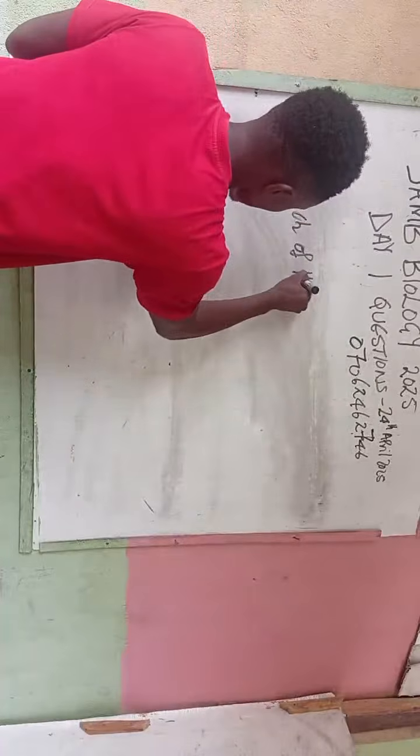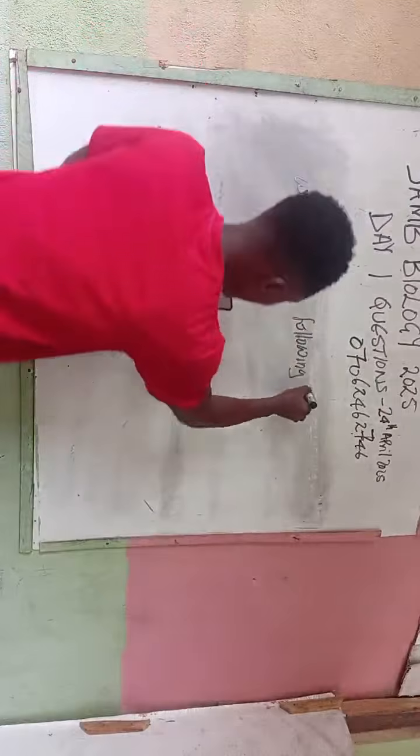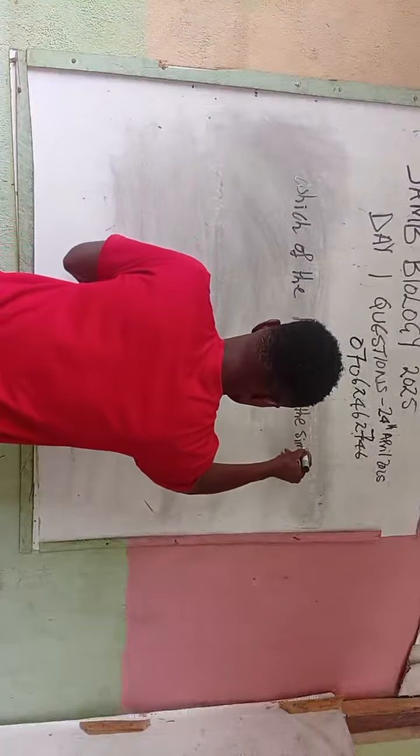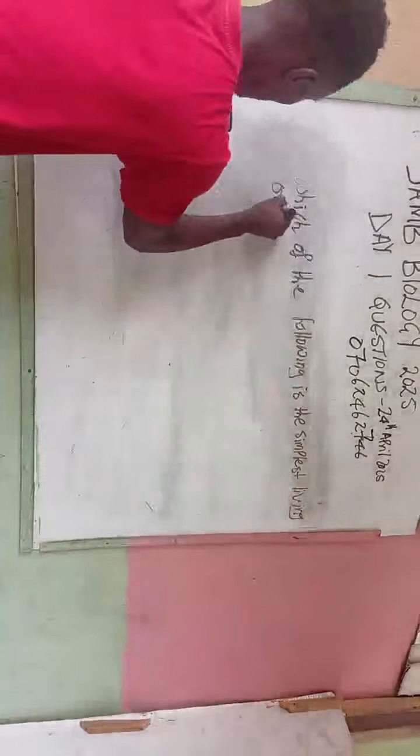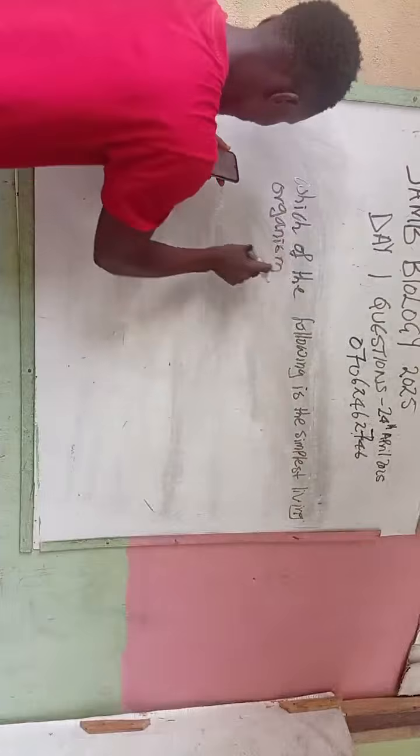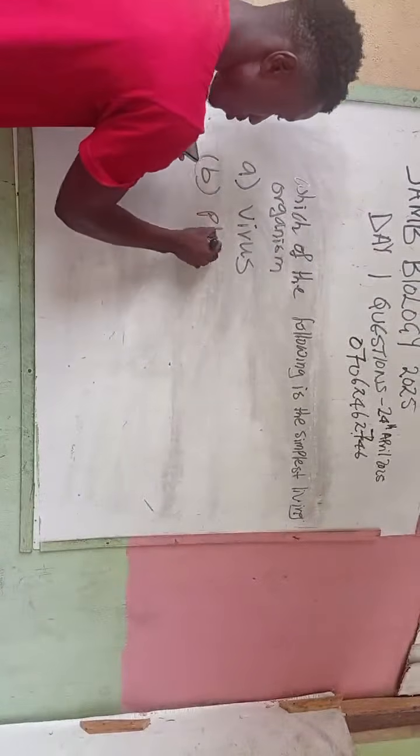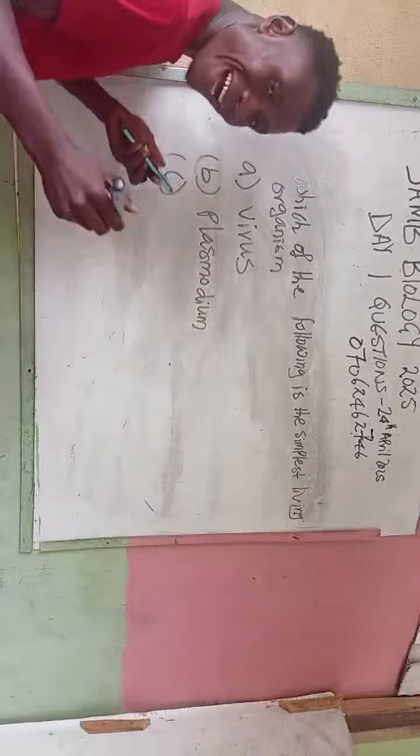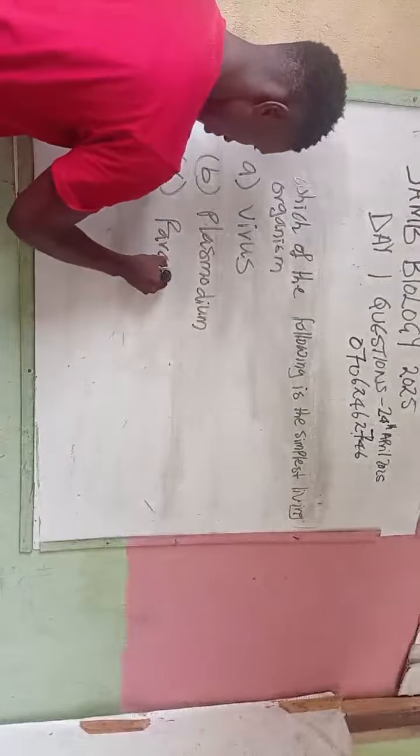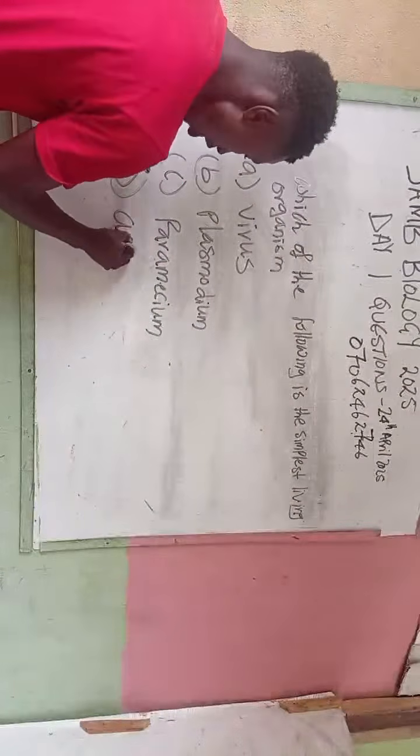Which of the following is the simplest living organism? We have A, virus, B, plasmodium, C, paramecium, and D, amoeba.